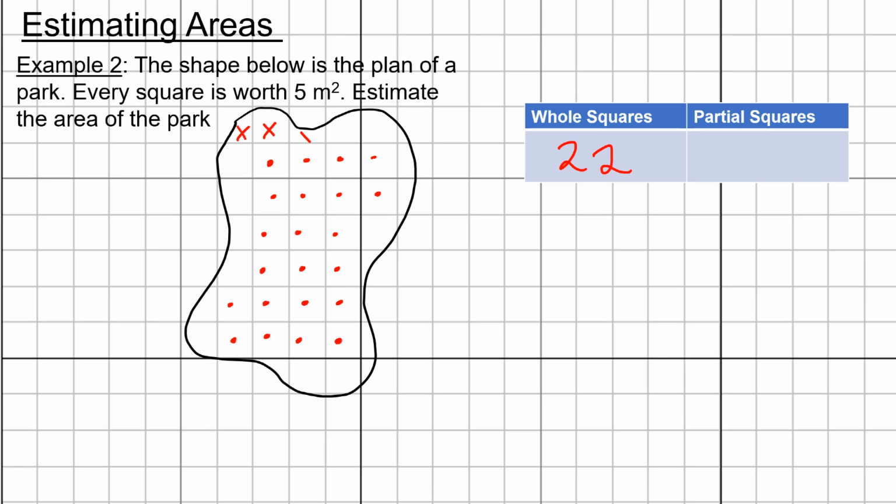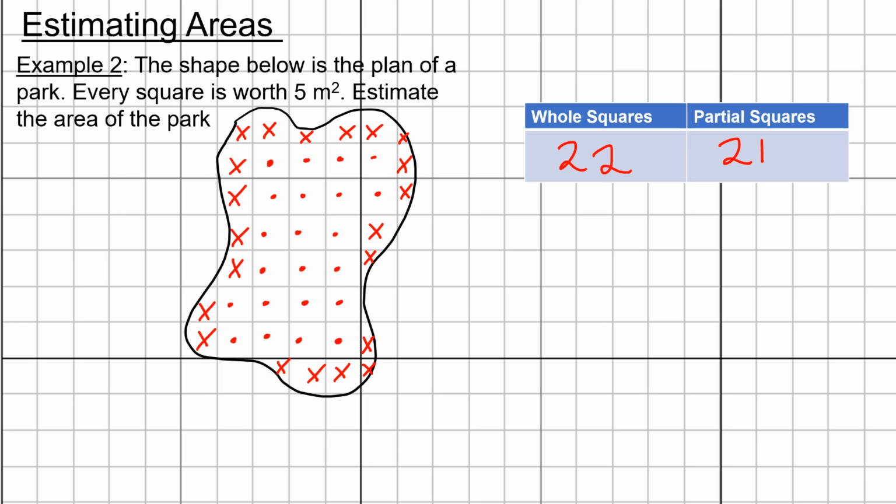1, 2, 3, 4, 5, 6, 7, 8, 9, 10, 11, 12, 13, 14, 15, 16, 17, 18, 19, 20, 21, and well, I don't think I'll count these two, so we'll say that's 21. Again, it is an estimate. You can be off by a little bit.